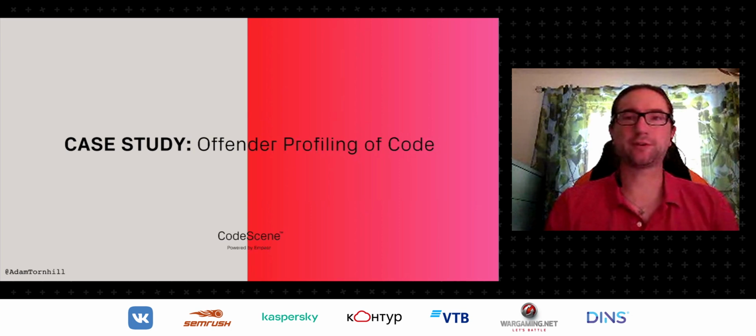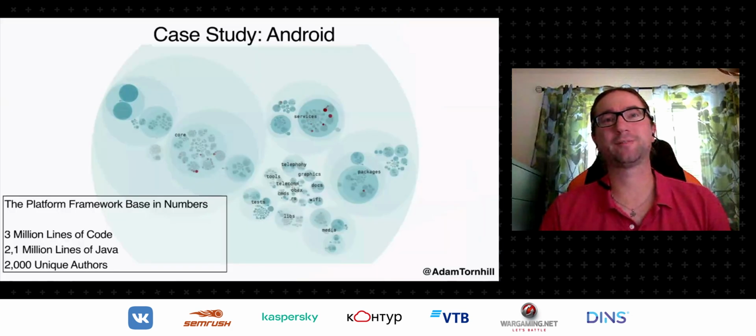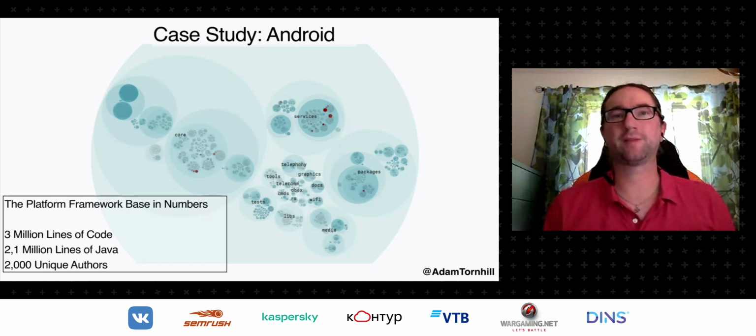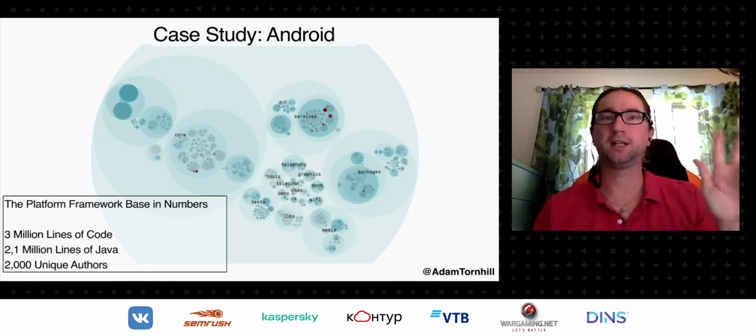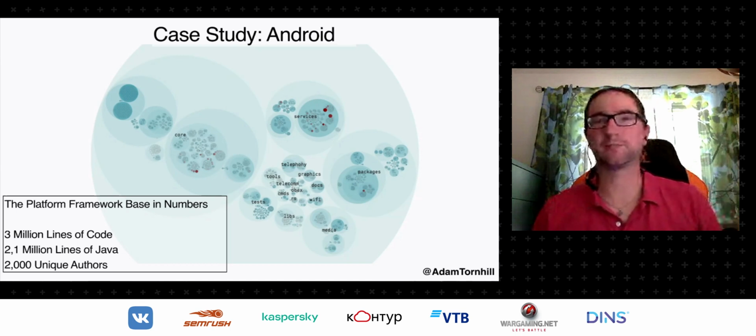And for this first case study, I'd like to present a code a lot of you might actually carry around in your pocket as I speak. I'm talking about Android. More specifically, I'm talking about part of the platform framework base. So the platform framework base is a pretty large code base, approximately 3 million lines of code. And that code is written by more than 2,000 developers. And this is what the hotspot visualization looks like.